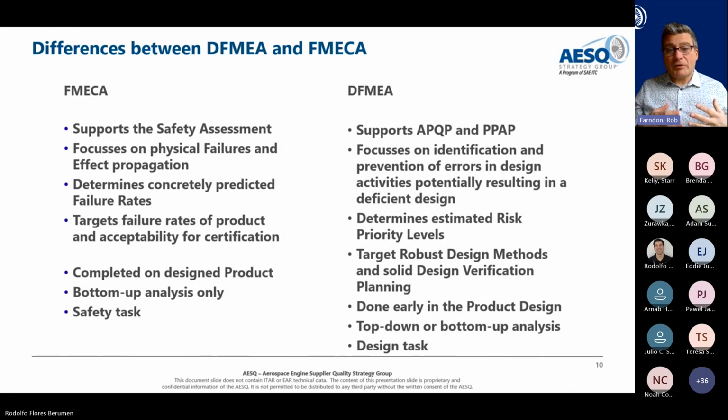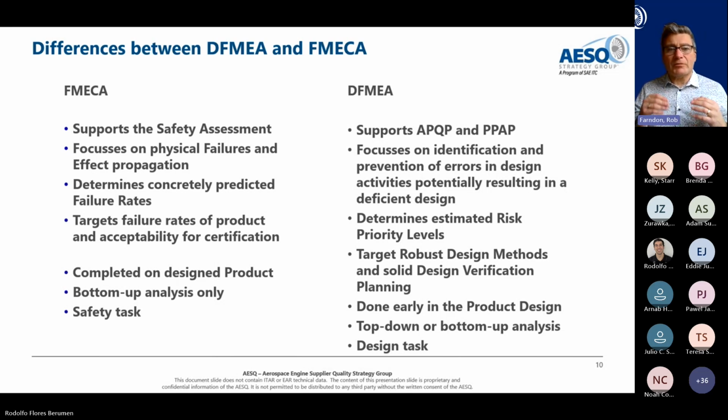Here with FMECA, we're not trying to support the design. We're actually trying primarily to support the safety assessment of the product afterwards. It's kind of like a form of verification, if you like, of the safety level that we're looking for. And actually it focuses on physical failures and physical effects propagations inside the delivered product in operation. So it's not a desktop exercise like DFMEA, which kind of tries to dream up failure modes that may occur if we get the design wrong. This is actually saying, well, what if that product did fail? How could it fail? What would the impact be?